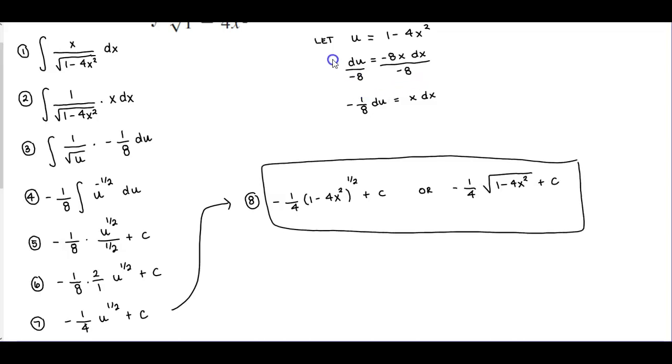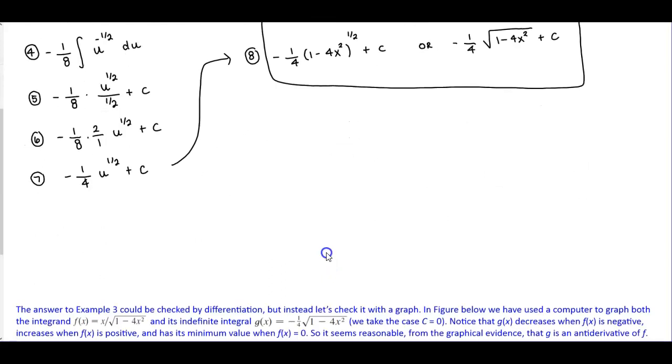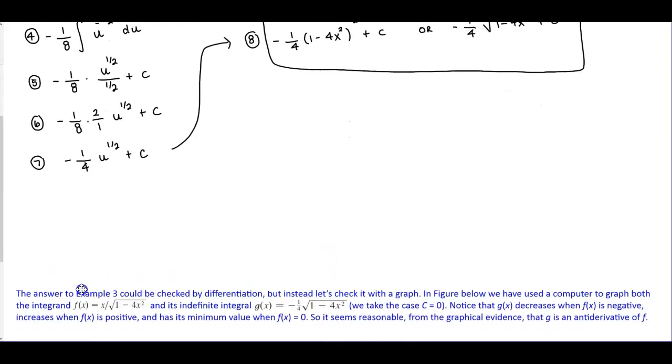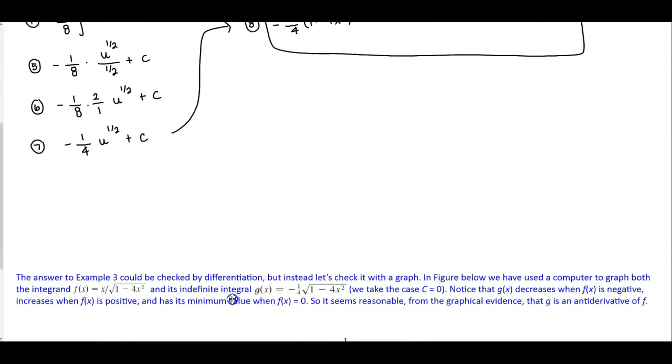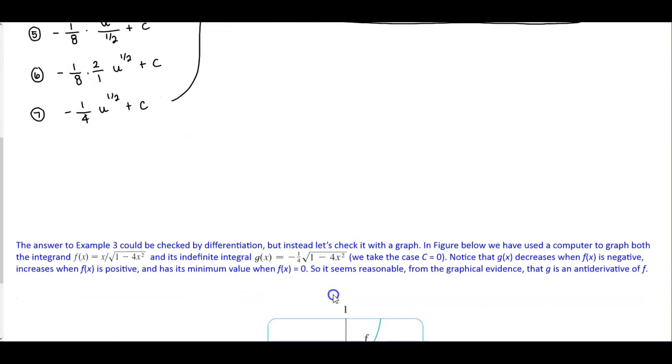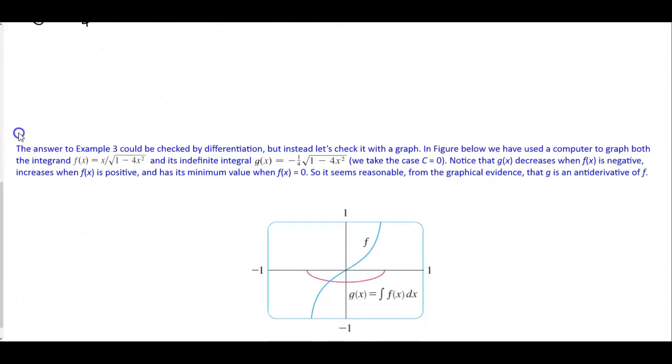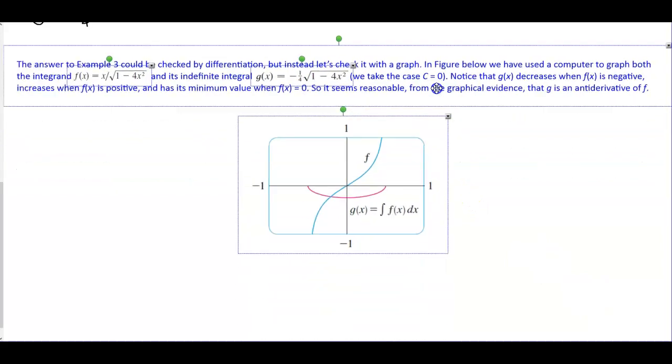Okay, now let's take a look at this a little further. Let's see what happens here. Now, here, the answer to example 3 could be checked by differentiation. But instead, let's check with the graph. So let me go ahead and pull this up just a little further up here, okay?